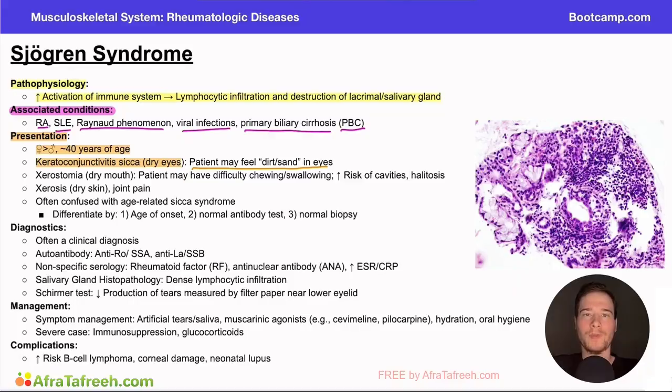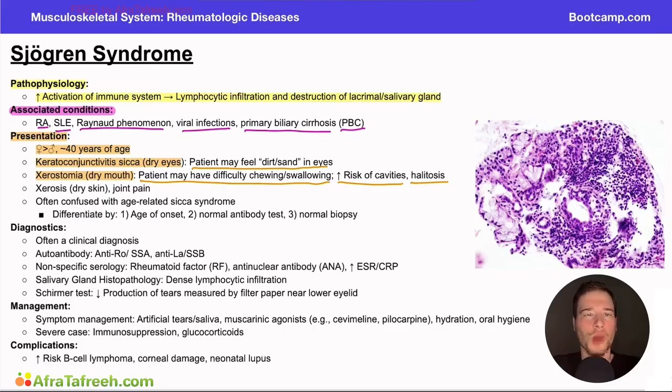Now, another classic finding these patients can have is something called xerostomia, which is just a fancy way of saying dry mouth. Important to note that these patients can have difficulty with chewing or swallowing. If they don't have the saliva, it's harder for them to swallow foods, particularly dry things. Think about crackers. How difficult would it be to swallow a cracker if we didn't have moisture, if we didn't have the saliva in our mouth to help that transition down the esophagus? These patients can also present with an increased risk of cavities or dental caries and something called halitosis, again, fancy word for bad breath.